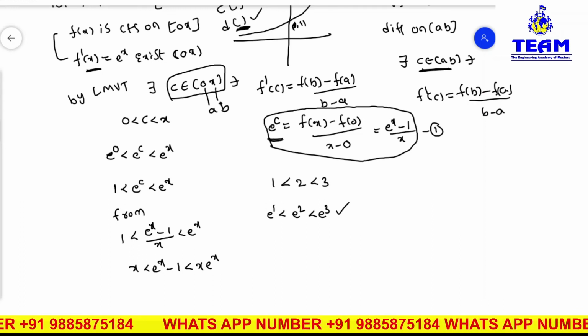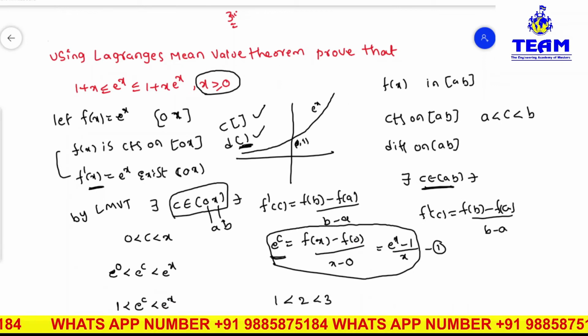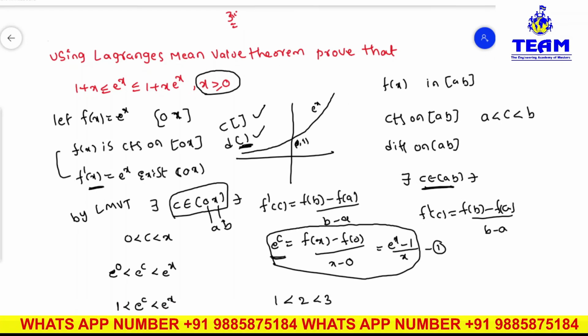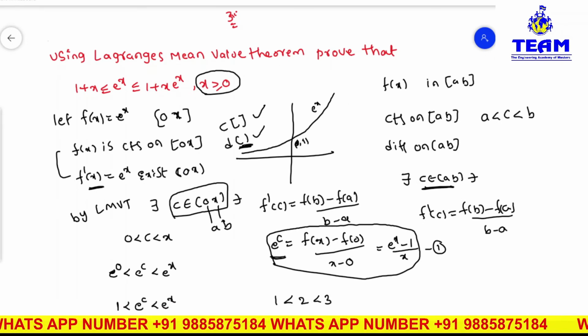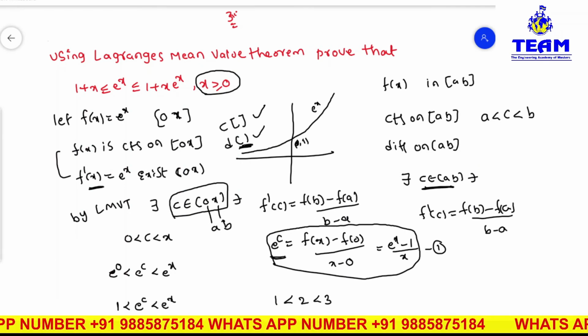But actually what do you have to prove? 1 plus x. Yes or no? You see the problem? We have to prove 1 plus x is less than or equal to e power x is less than or equal to 1 plus x e power x. Here the equal to is also there. We will discuss later. First, the inequality we are doing.